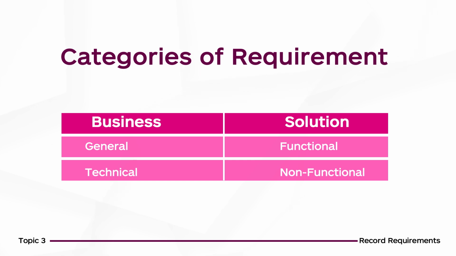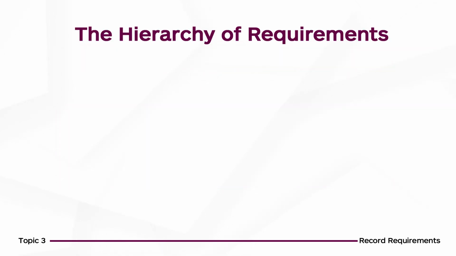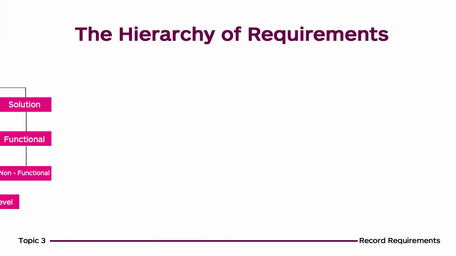They include functional requirements, like the features or actions the system must perform, and non-functional requirements, which focus on qualities like performance and security. Now, let's discuss the hierarchy of requirements.